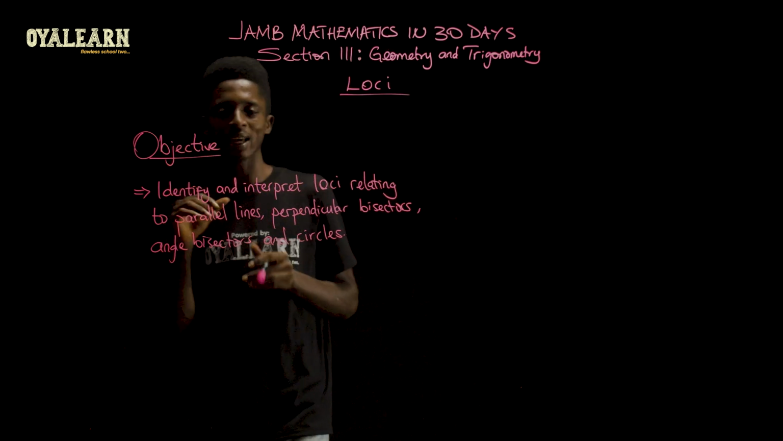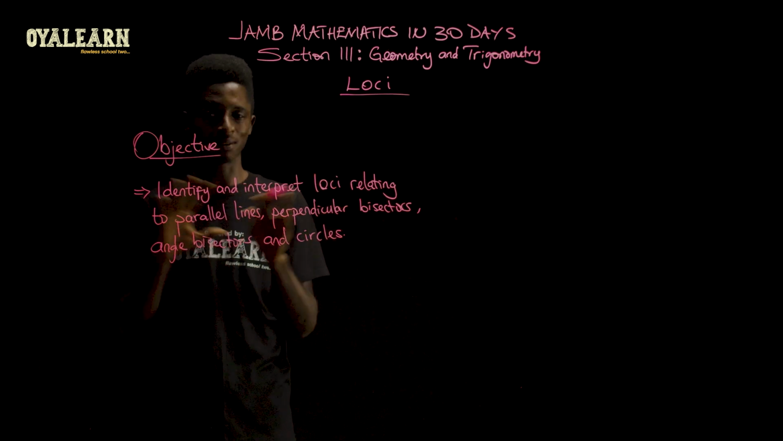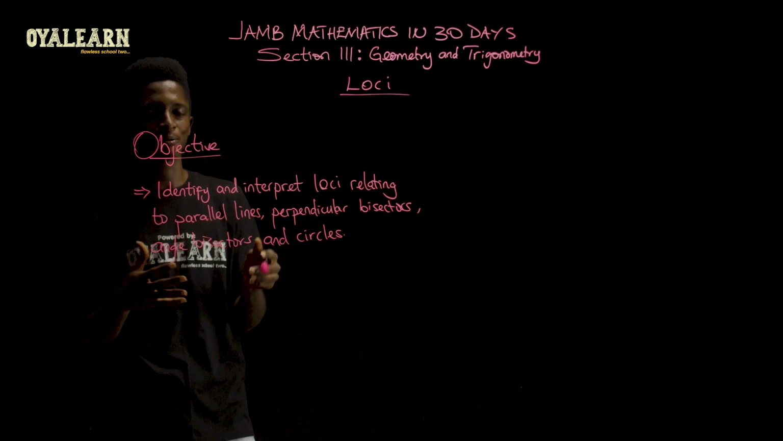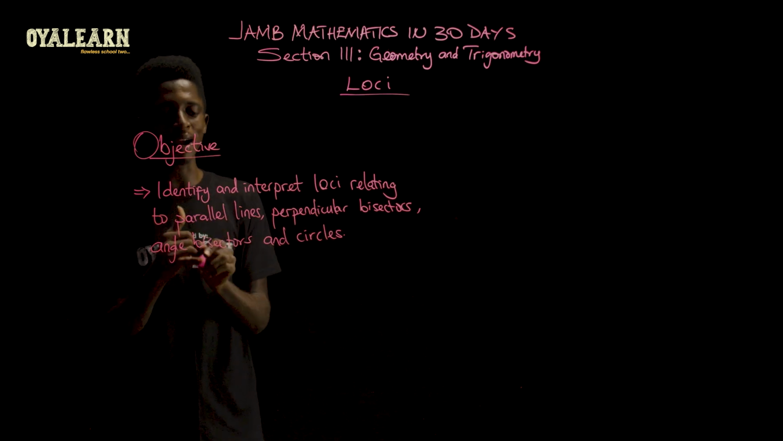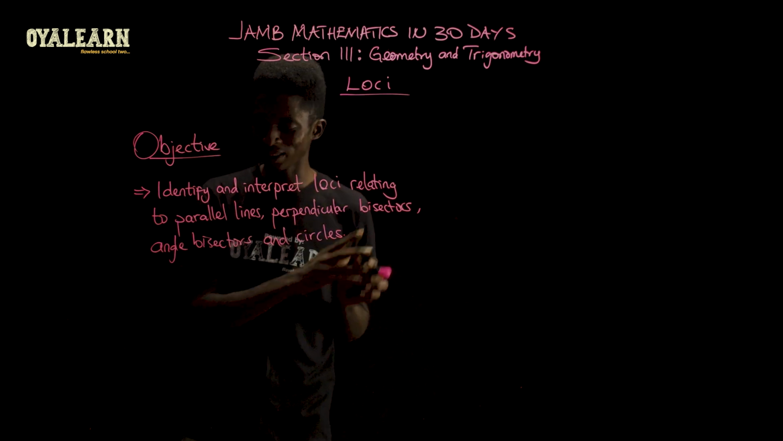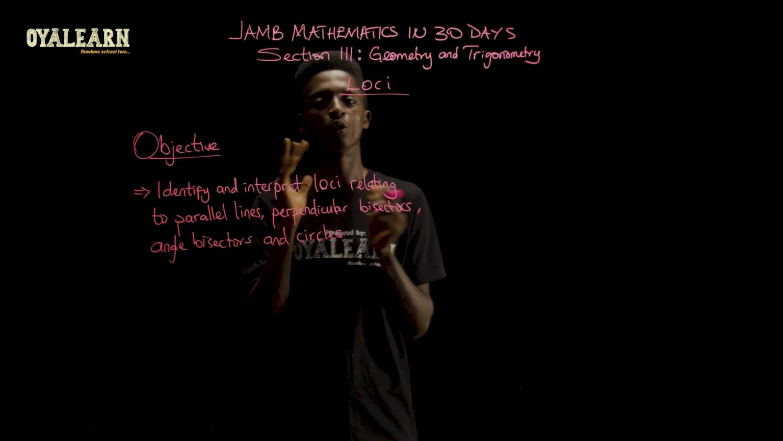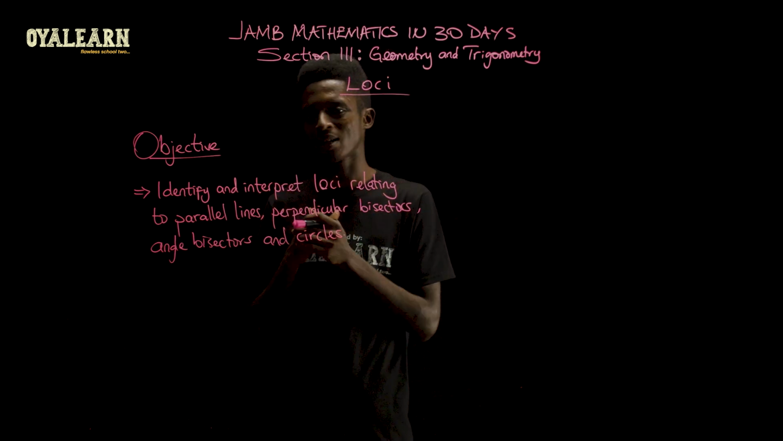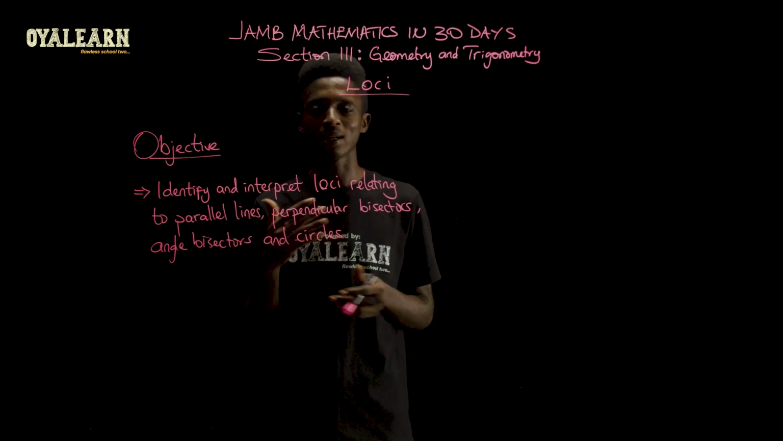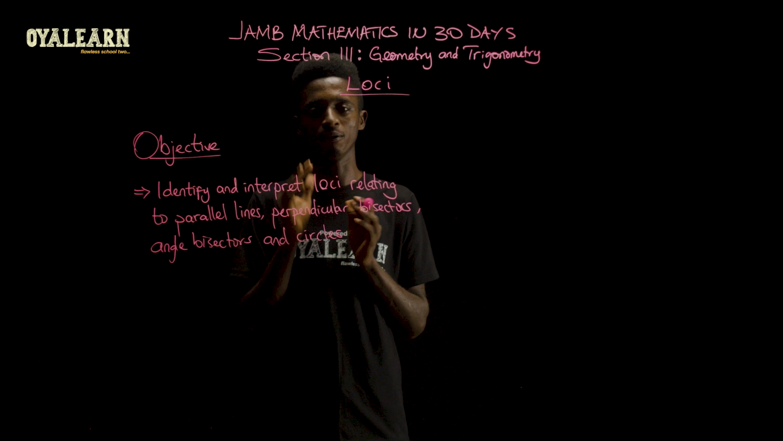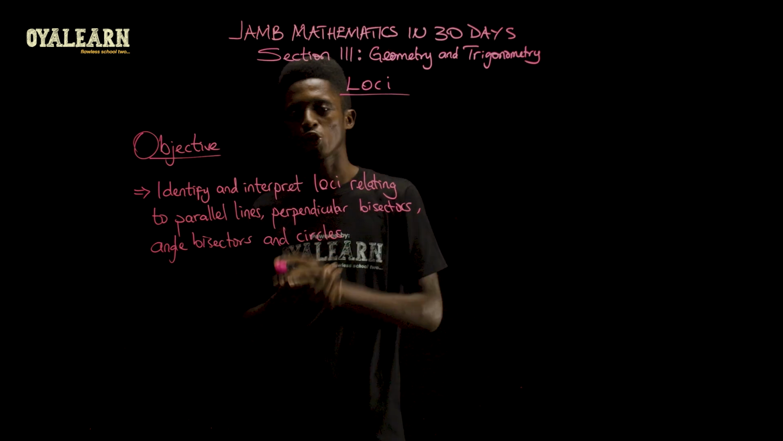Now, what Jamb expects you to be able to do to pass loci in Jamb Math is very simple. They expect that you should be able to identify and interpret loci relating to the following: parallel lines, perpendicular bisectors, angle bisectors, and the circle. Just these 4 things, and you are on your way to acing loci as far as Jamb Mathematics is concerned. If you want more explanation, you can check out many other materials that will help you understand loci in full. However, for now, let's go on to solve a Jamb past question on the topic of loci.